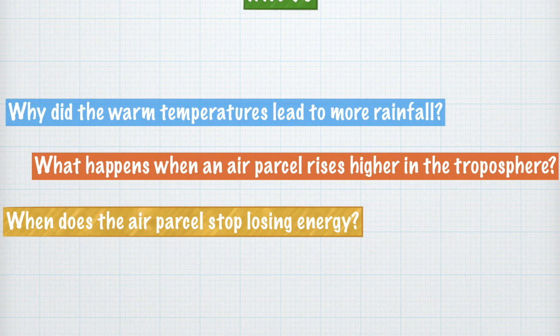Meaning because there's more energy, it's continuously rising. And because it's continuously rising, it's getting into an area where it would have to release more energy to be equal. So that goes into our last question: when does the air parcel stop losing energy? This goes into previous units where we understand that temperature has to be equal to the surrounding air. So there's a stop of an exchange of energy when the temperature of the air around it is equal.